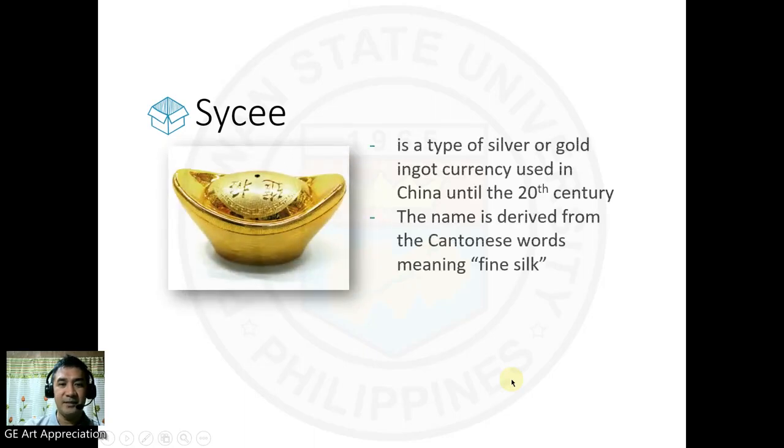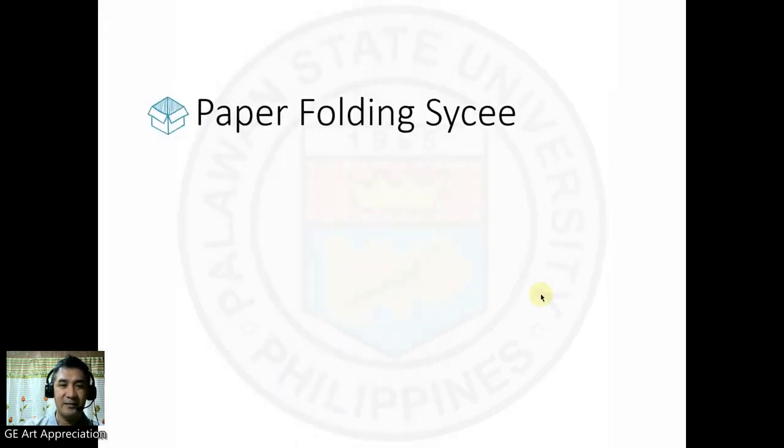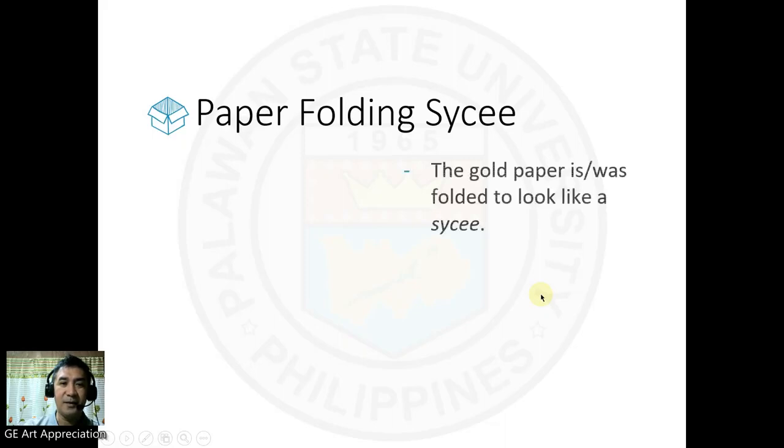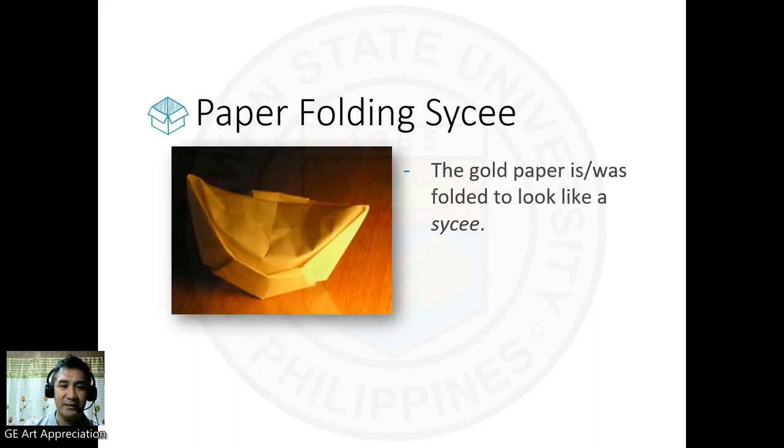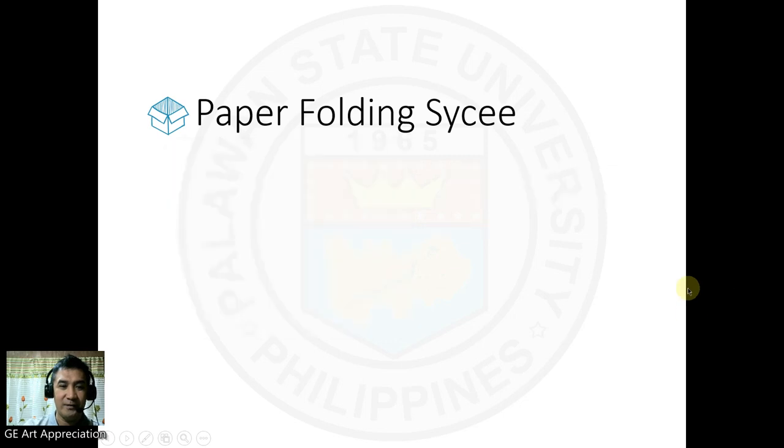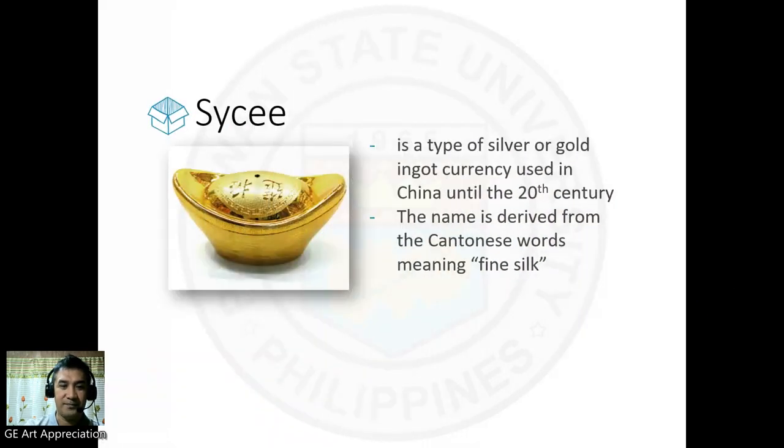Saisi. This is a type of silver or gold ingot currency used in China until the 20th century. The name is derived from the Cantonese words meaning fine silk. Okay. The paper folding saisi. Okay, the gold paper is folded to look like a saisi. Okay, so yun yung kanina, no? Ayan siya.